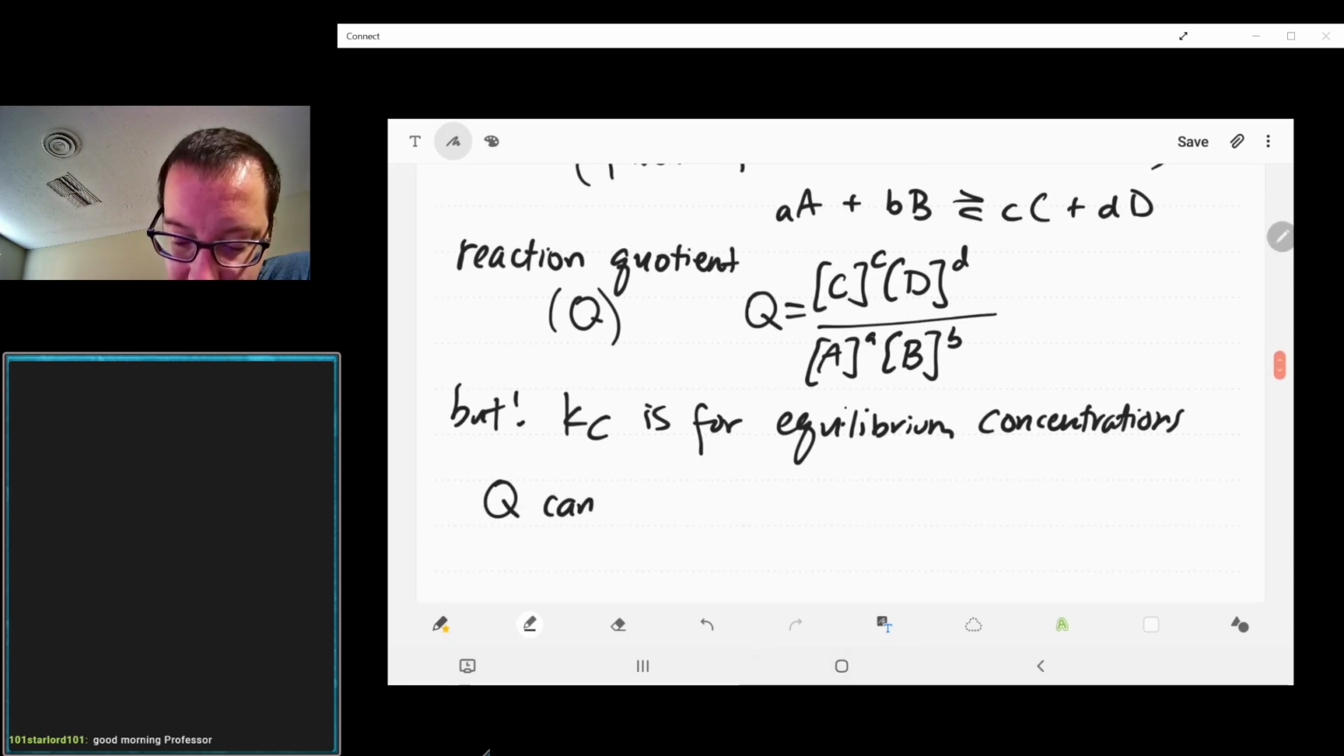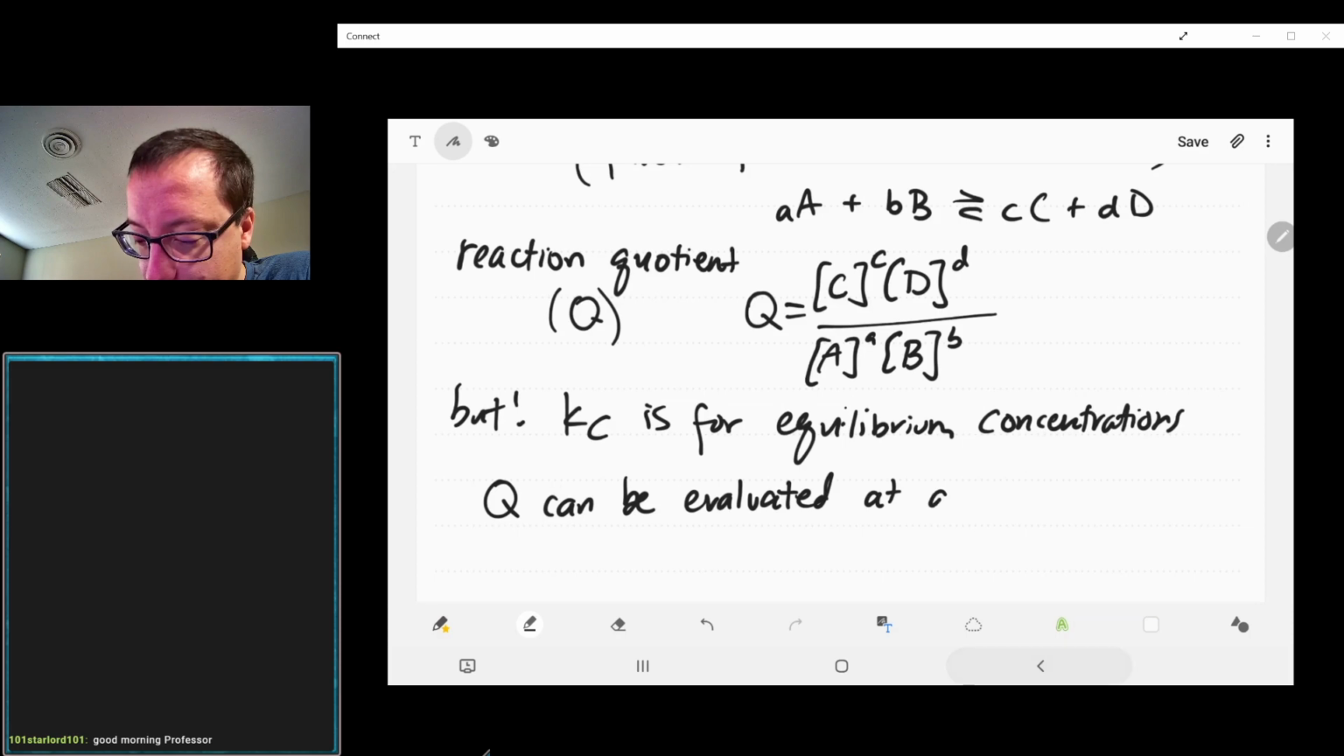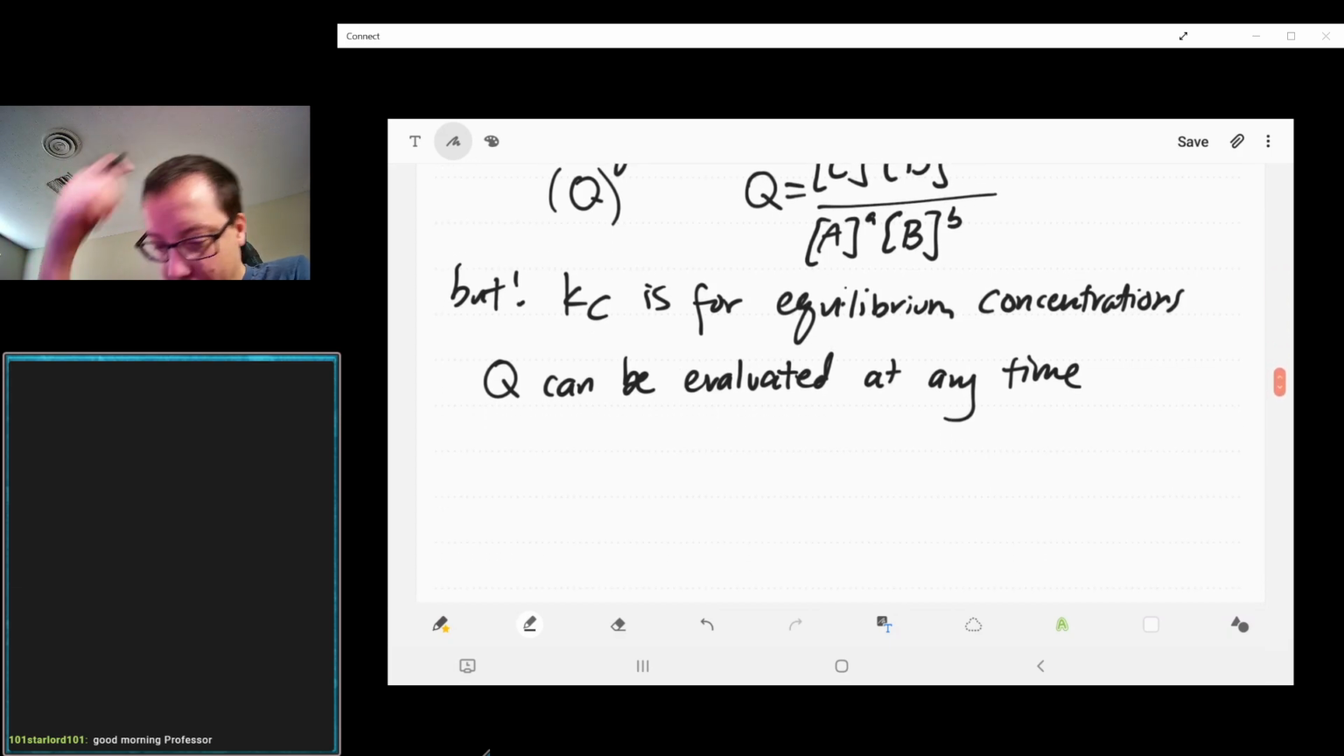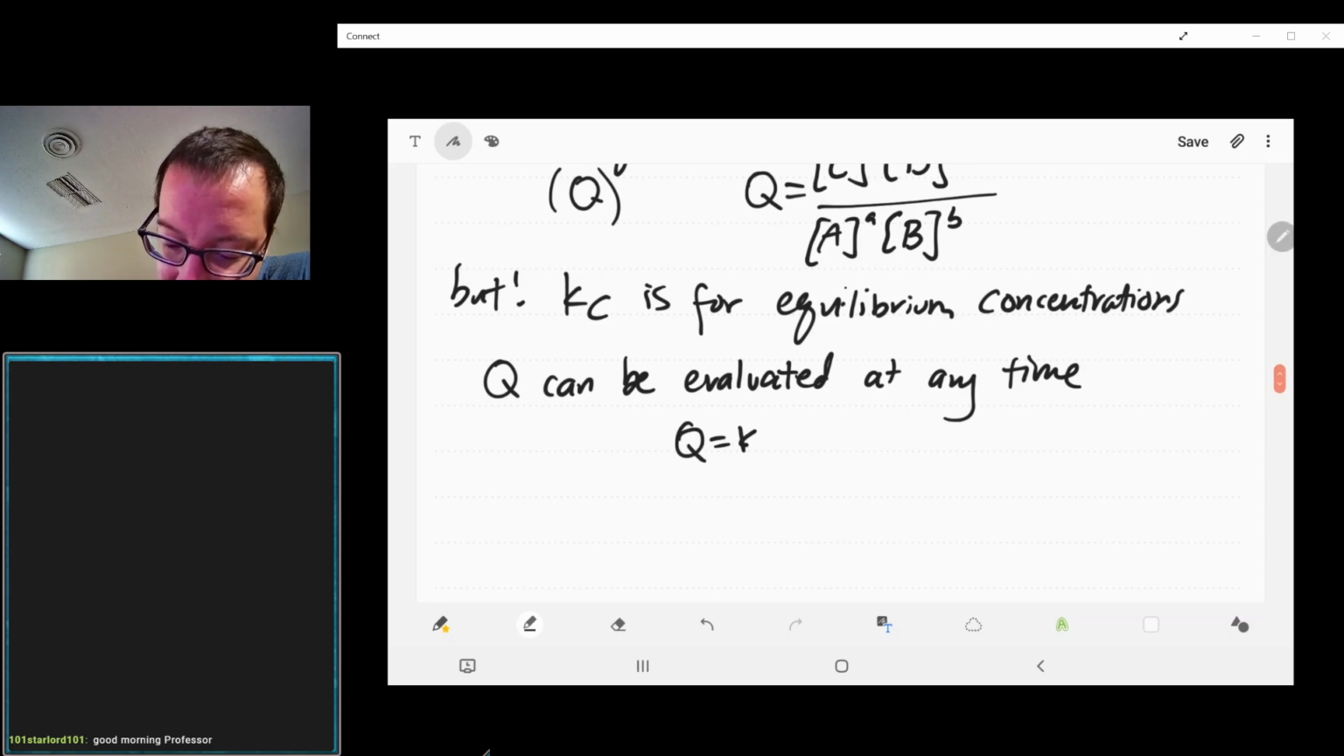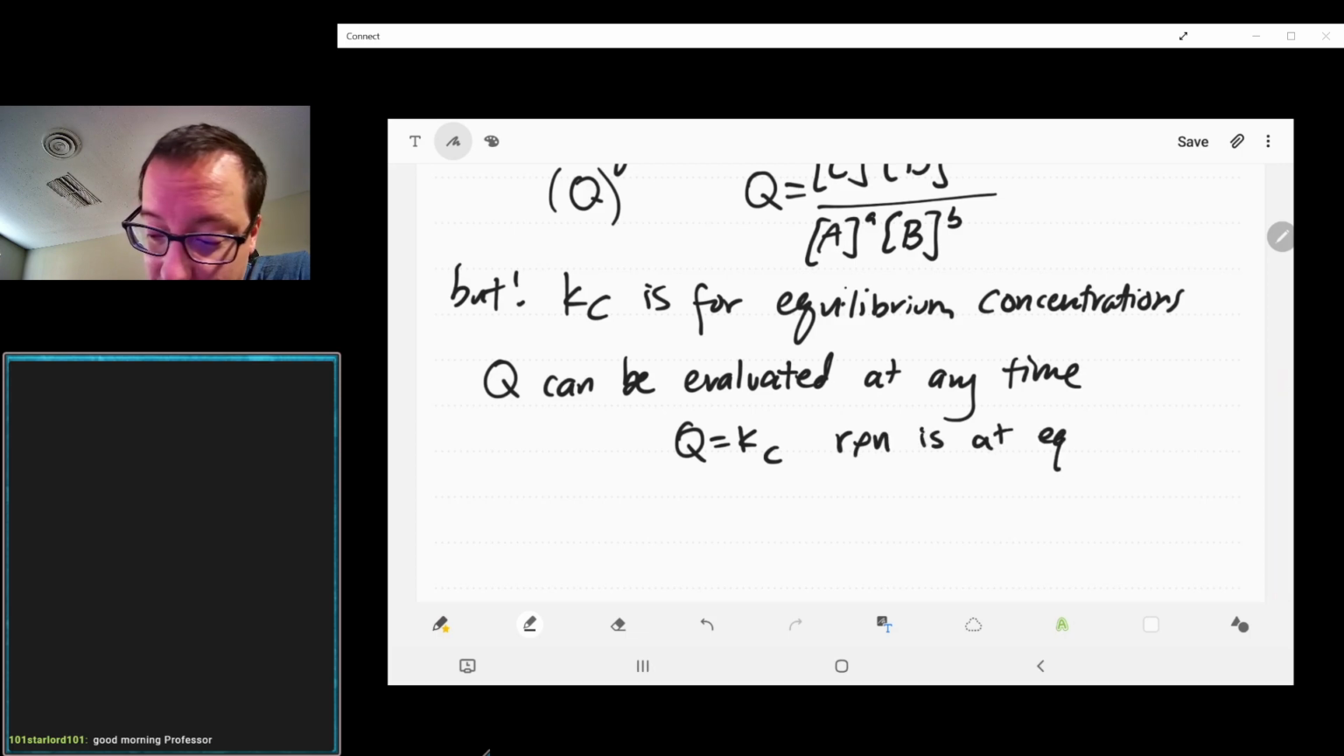Q can be done or evaluated at any time. So you can take a look at Q at the start of the reaction, after a few minutes, or at equilibrium. You can take a look at it at any given time. And so we're going to be able to use Q as a snapshot of where our reaction is by comparing it to Kc. We're going to see that if Q equals Kc, that means that the reaction is at equilibrium. Right? We would expect them to be the same.